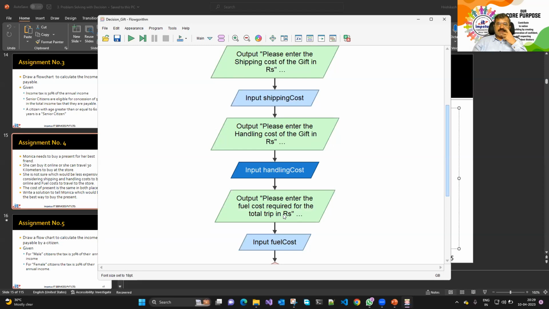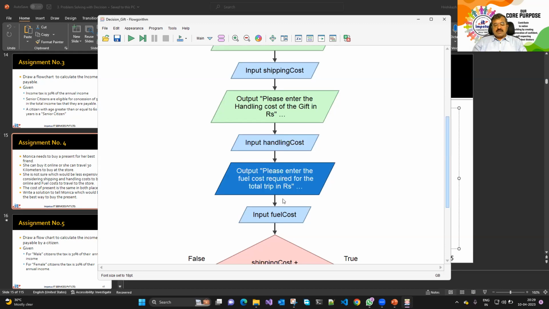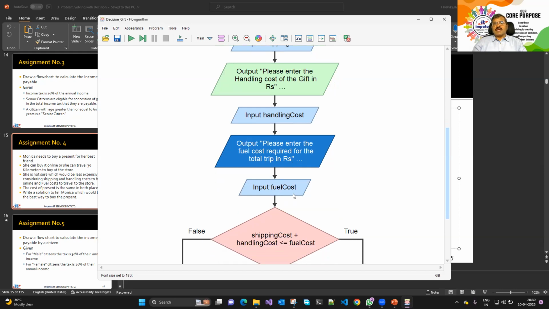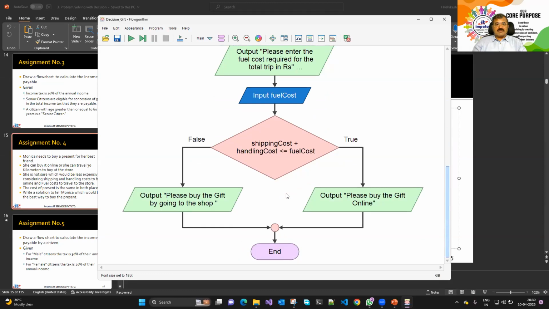Either you could have accepted the fuel cost, but there is a question of 30 kilometers, correct? So you cannot ask the user to do the calculations on your behalf. That means you are asking over here, enter the fuel cost required for the total trip. So the user will have to work out the total fuel cost. So there again requires some kind of correction. The rest I think is almost right.